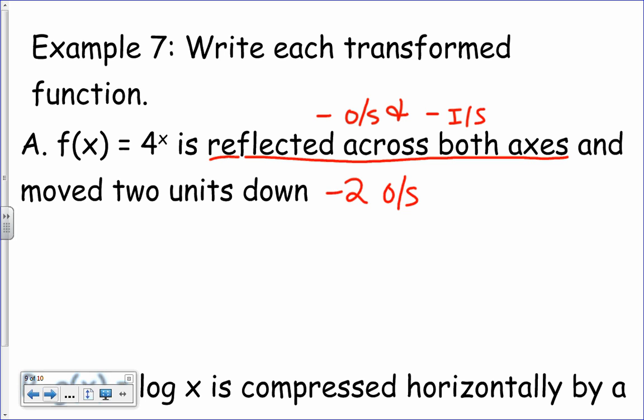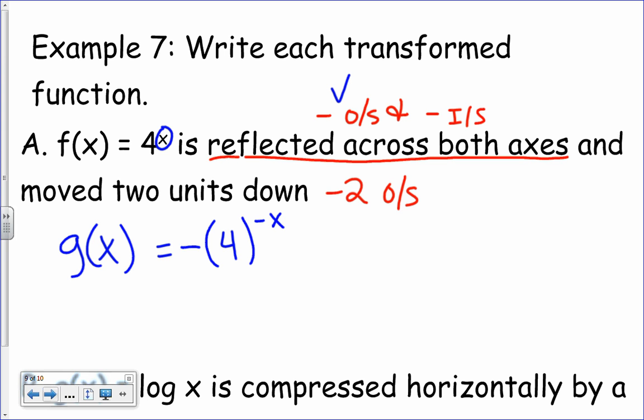So let's figure out how to write this. I'm going to call the new function g of x equals. All right, and we're going to go negative 4. That negative on the outside takes care of our x-axis reflection. Now, the negative on the inside has got to go up in the exponent, so I need the power of negative x. That takes care of our negative inside. And then I want to go down 2 units, so at the end, I want to subtract 2. This would be my new function.